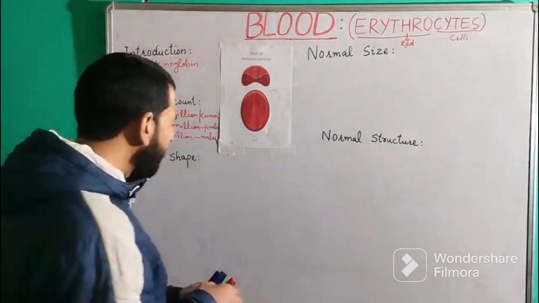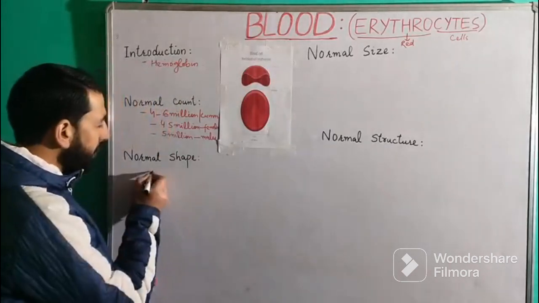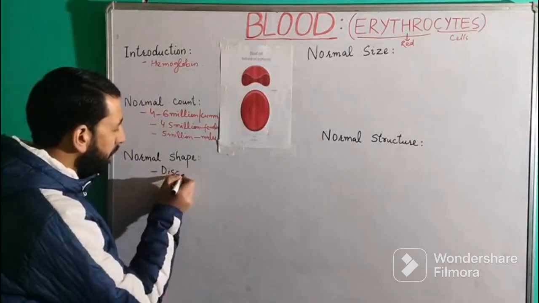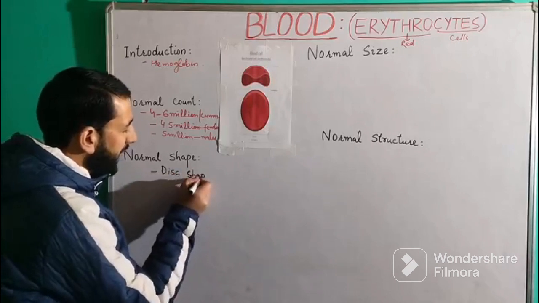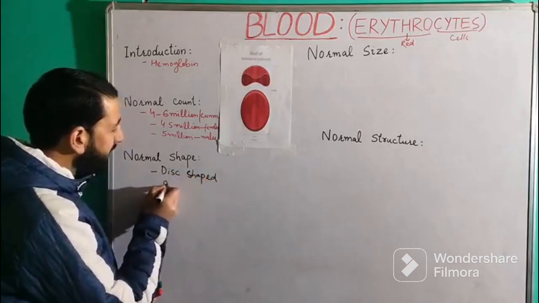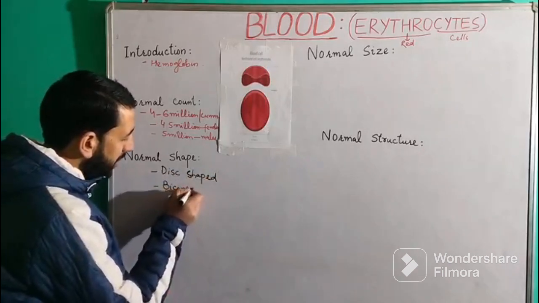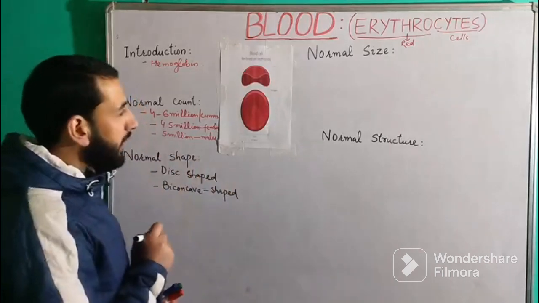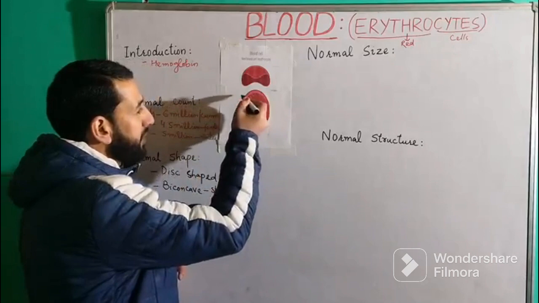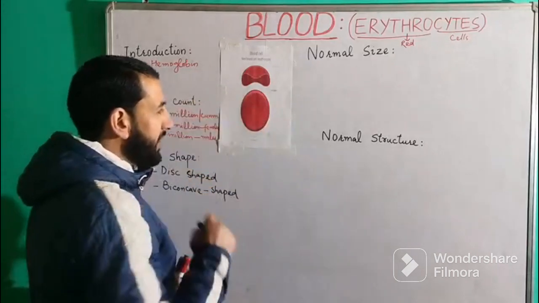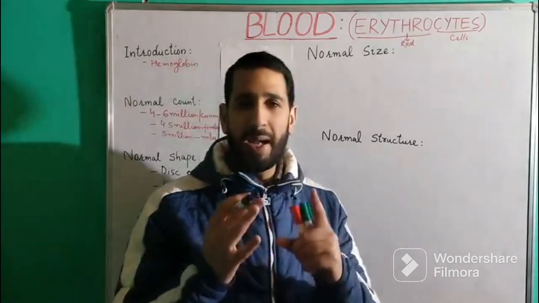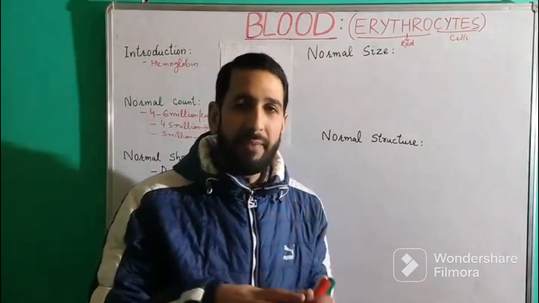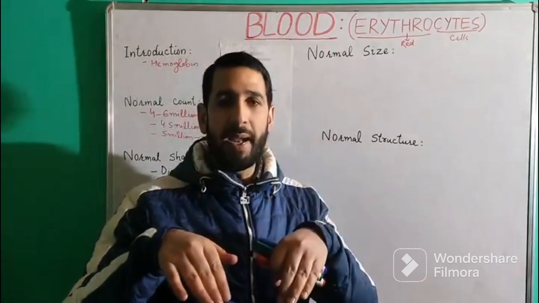Now, when we talk about the normal shape, the red blood cells are disc shaped, and we call the RBCs biconcave in shape, biconcave shaped. Now, look here in this diagram. For example, we have this RBC, and this RBC. On the shape of the RBC, there are two concave surfaces, and this concavity is on both sides.